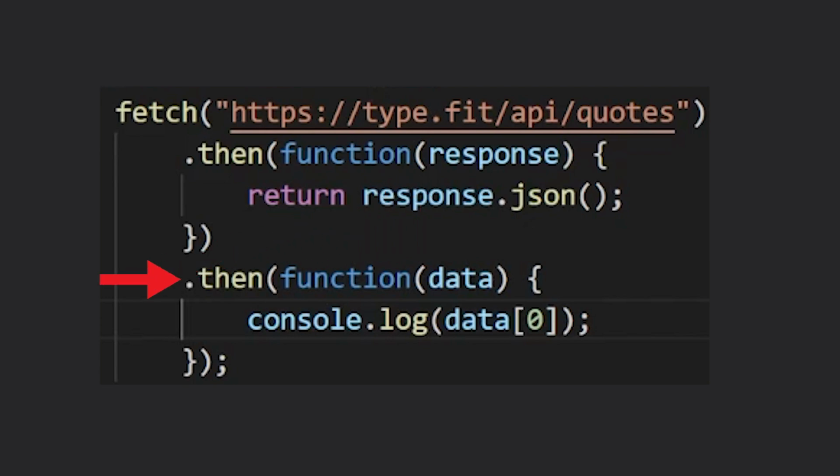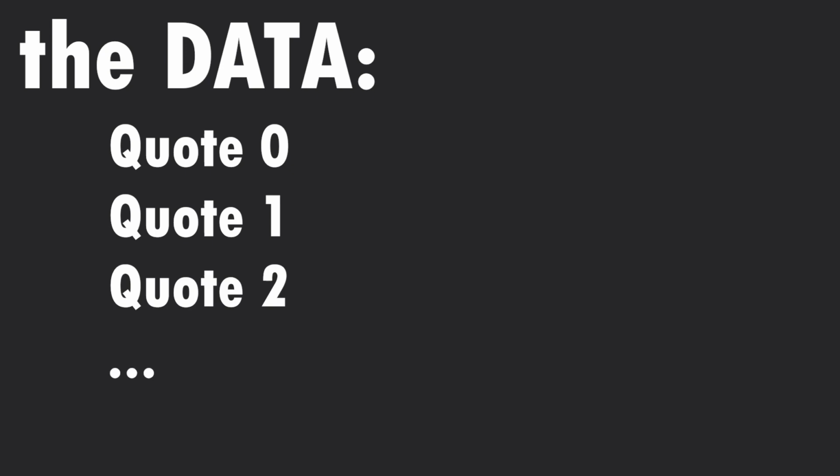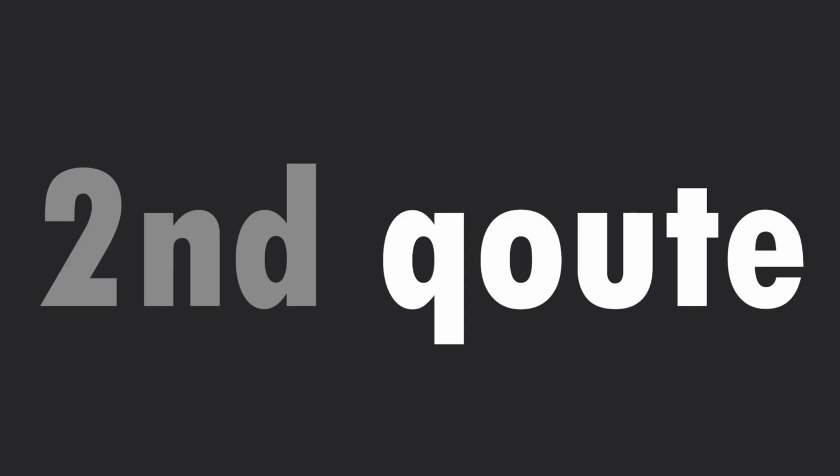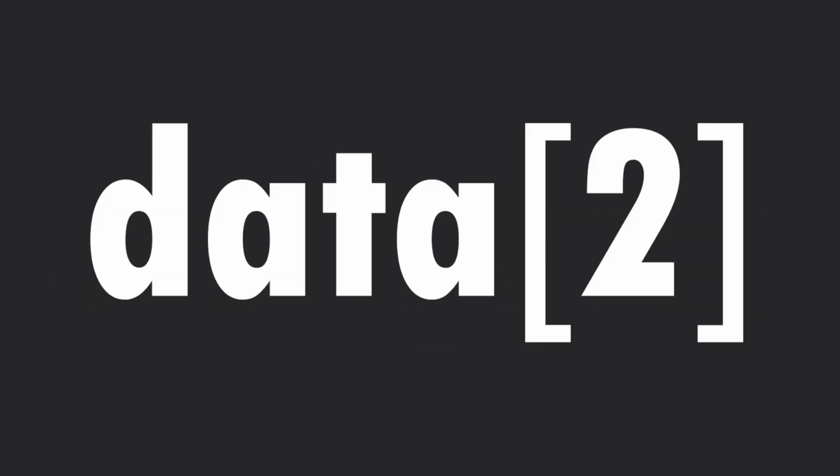In the second .then, we again have an anonymous function, but this time it writes out the data in the console. You may ask why the data has 0 in the square brackets. Well, let's look at the data. The API gives us data consisting of all the quotes, but we only want one. To try out the code, I wanted to write only the first quote, so I put a 0. If I wanted the second, I would put 1, third 2, and so on.